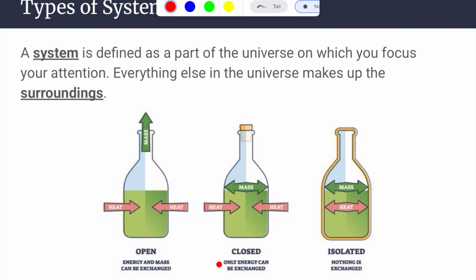A closed system is where only energy can be exchanged, so mass is going to stay constant. We are going to be looking at closed systems throughout this unit because we're not going to look at how mass is changing. We're going to just be looking at that transfer of heat.